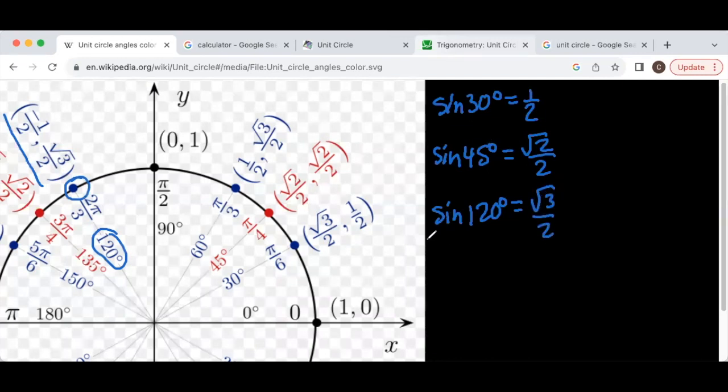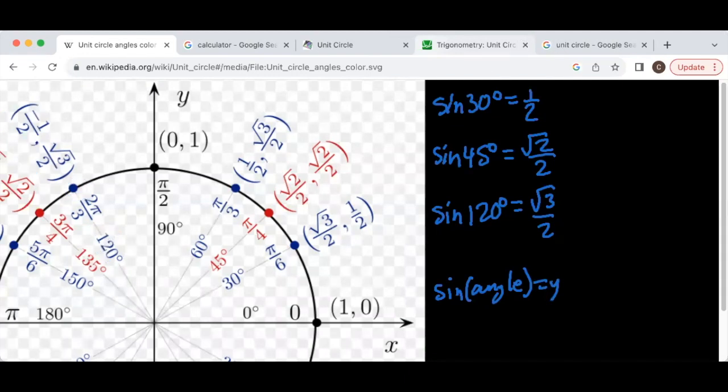So what should your main takeaway be here? The sine of any angle, I guess I'll write the word angle, is y. It's the y coordinate. It's always the y coordinate.